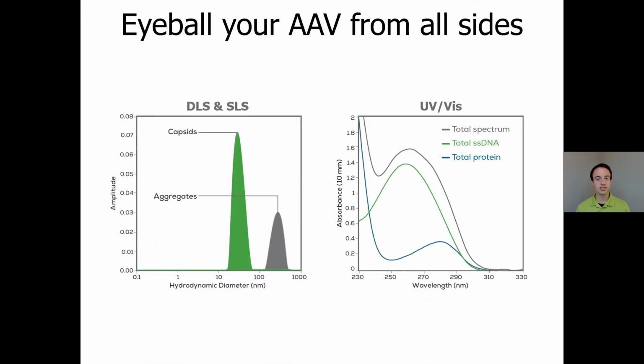Checking out your AAV with DLS tells you what shape your sample is in, if there's only capsids, or if aggregates have started to ruin things. DLS also lets you figure out how much SLS intensity is coming from just your AAV capsids. That's just the green peak shown on the left graph, while the gray peak is aggregates and larger stuff. UV-Vis brings information on how much total protein is in your sample and how much single-stranded DNA is there as well. Based on some simple info you tell Stunner before an experiment, it calculates empty full ratio and percent full.